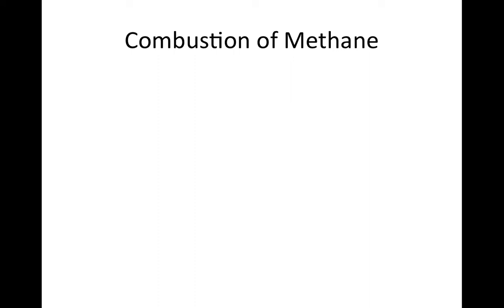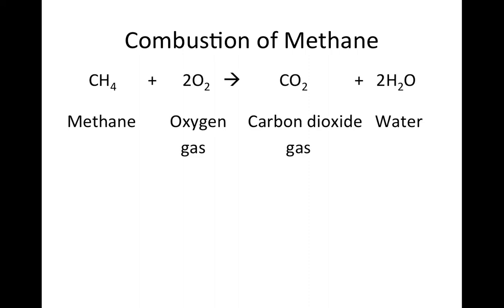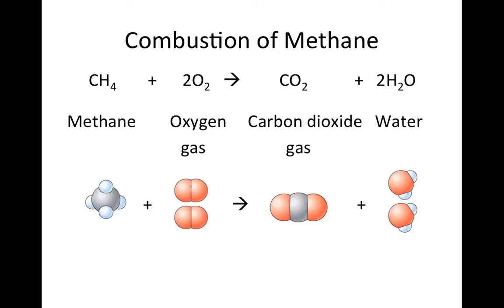We're now going to take a look at the combustion of methane. So when we take 1 mole of methane and we burn 2 moles of oxygen with it, we produce carbon dioxide and 2 moles of water. So what does that look like on the molecular level? Well, we have 1 molecule of methane, which is CH4. We have 2 molecules of oxygen, O2. We have 1 molecule of carbon dioxide, CO2. And we have 2 molecules of H2O.